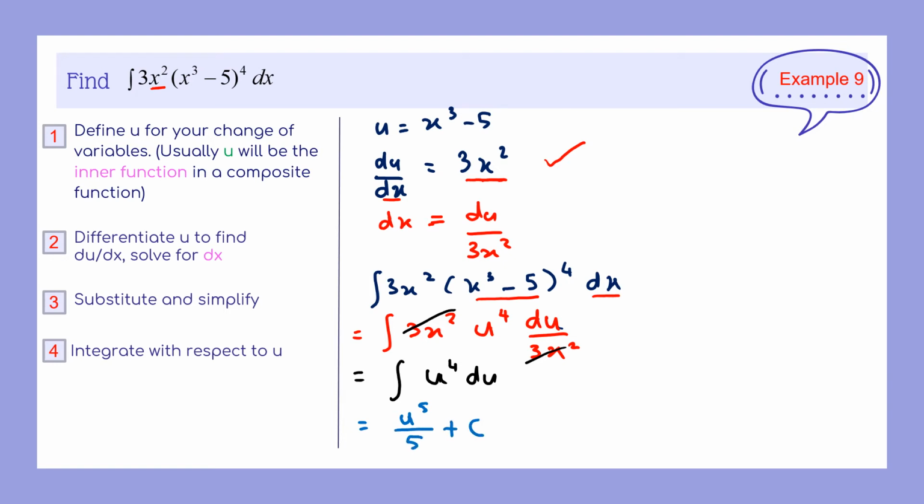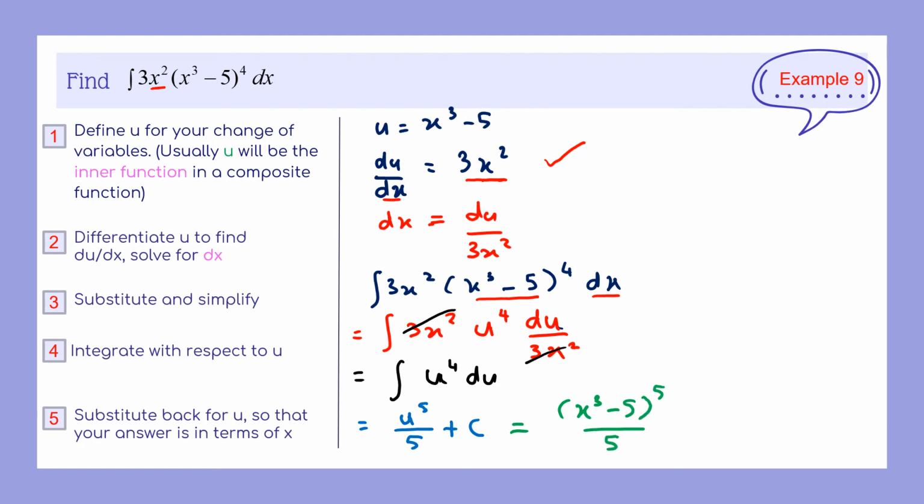And then step 5 is substitute back for u so that your answer is in terms of x. So then finally we change u in terms of x. So we get x cubed minus 5 to the power of 5 over 5 plus c. So this is the answer for this question.